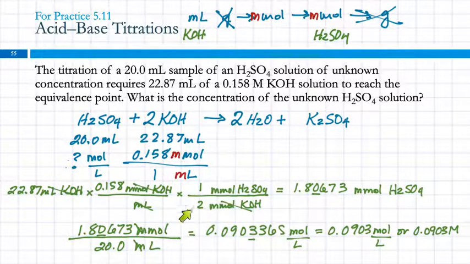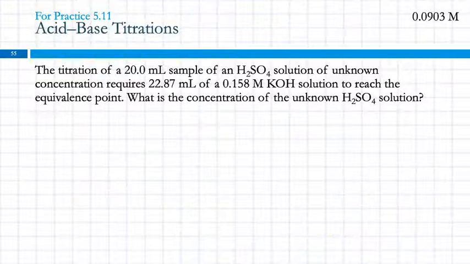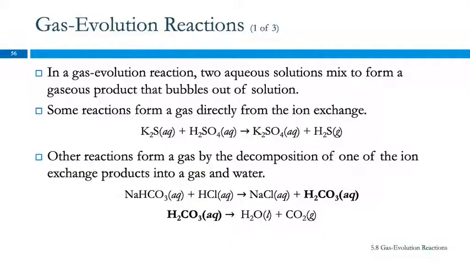The reason that M1V1 doesn't work here is it doesn't take into account the stoichiometry. If you happen to have one-to-one stoichiometry, it'll work. But if you don't, it won't. And I guarantee on the exam, it's not going to be one-to-one stoichiometry because I know you want to use M1V1 and I'm going to get you. Okay? Any other questions? The 0.0903.